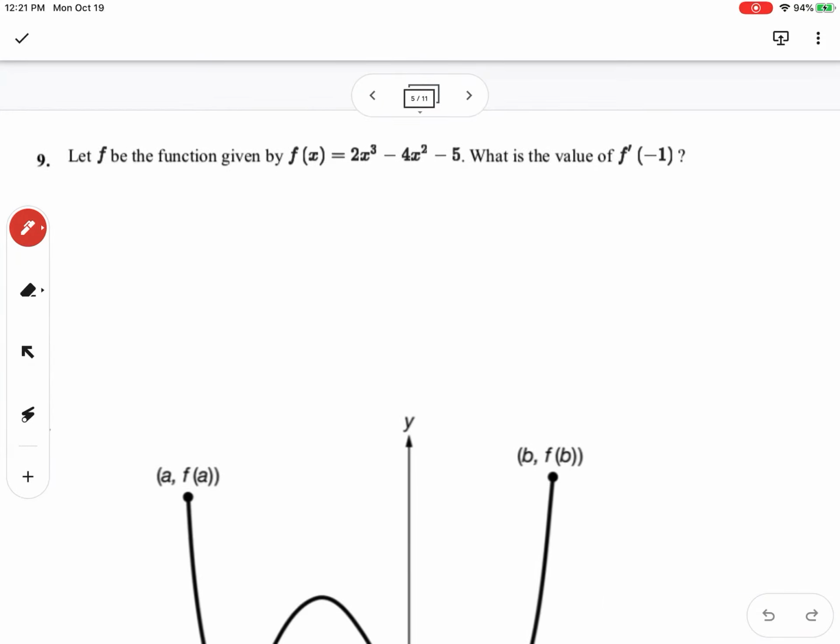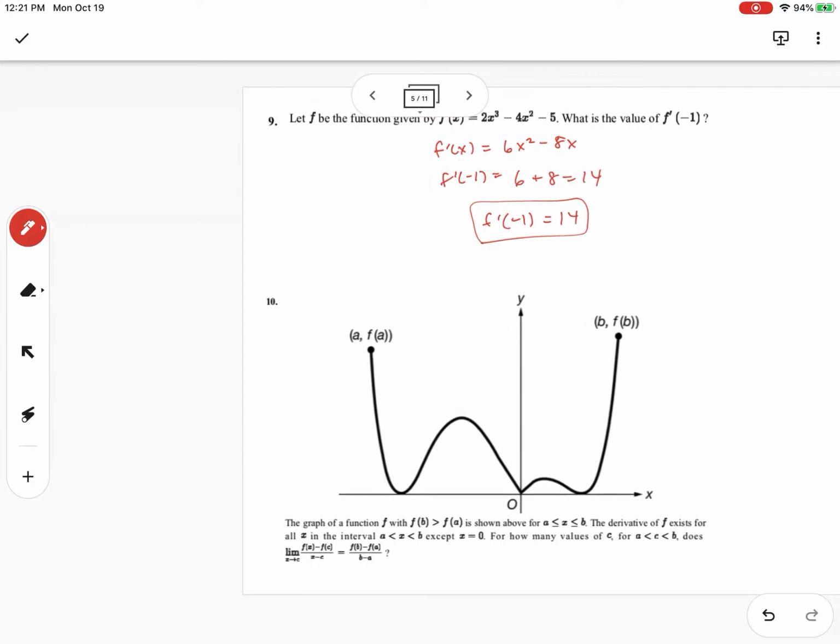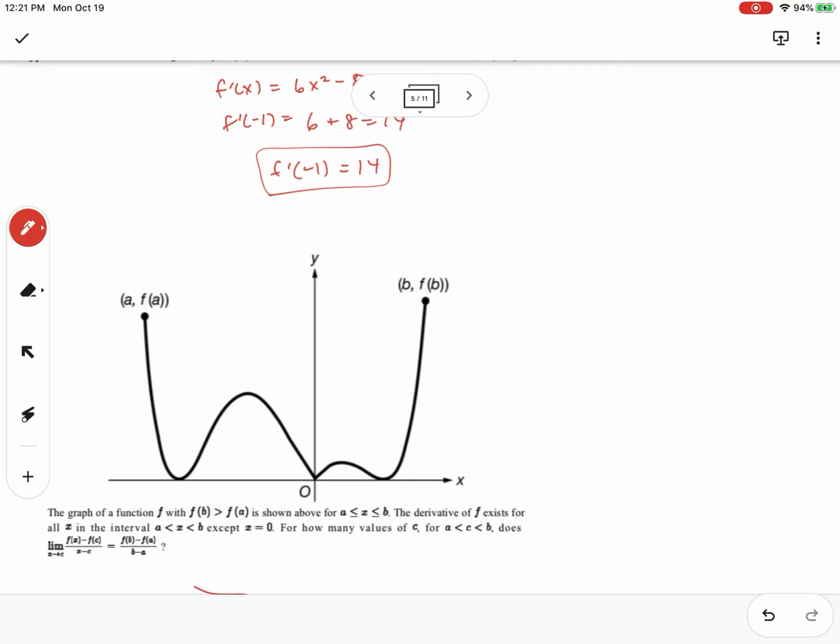All right, number 9. Okay, what is the value? Oops, I don't have answer choices here. Well, let's just find it. So f prime is equal to, these are power rules and constant rules, so you just do them one at a time. So 6x squared minus 8x minus 0. f prime of negative 1 is 6 plus 8, 14. So there's my answer. Whatever option gives you 14, that would be the answer for that one. Number 10.